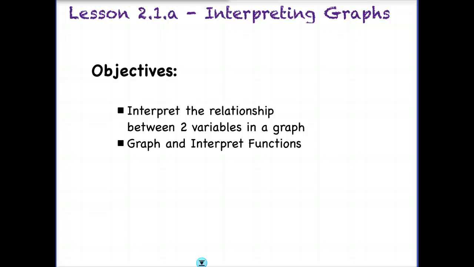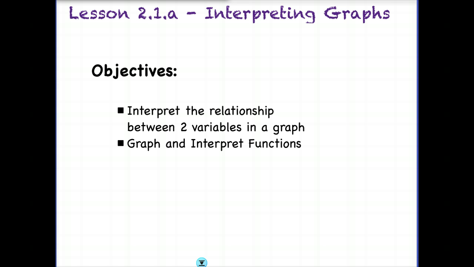This is lesson 2.1.8, interpreting graphs. So previous to today, you have learned how to graph basic linear equations on a graph. You've learned how to find the y-intercept and the slope. And now we'll be learning how to interpret what those mean in some contextual examples.